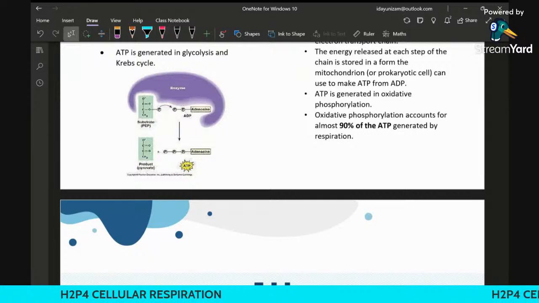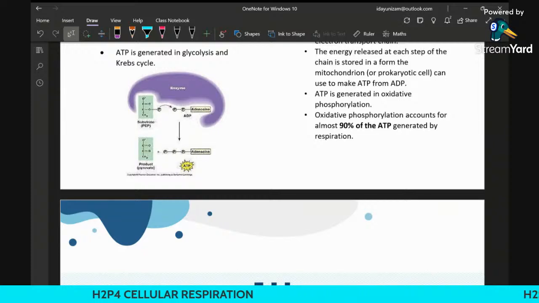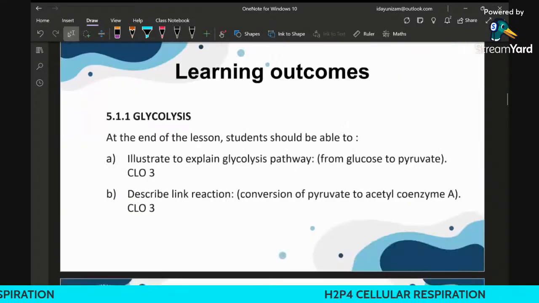Okay, yes, very good, Soleha, Suhaili, Siti Ansha, yes. Adenosine triphosphate. The spelling, Suhaili, is triphosphate. Maybe you made a typo, right? Okay, Suhaili, right? Okay, so now let's start with glycolysis.